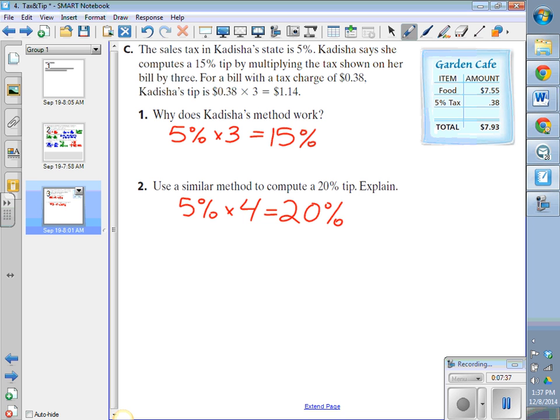All right, so that is how we calculate our tax and our tip. Tip is an add-on. It is an additional charge to your bill when you go to a restaurant or anywhere else where you have to tip the people who are helping you out. You tip when you get your hair cut. You tip a lot of places.